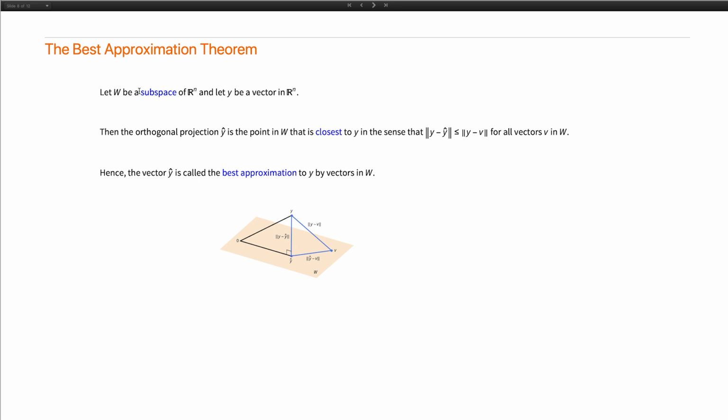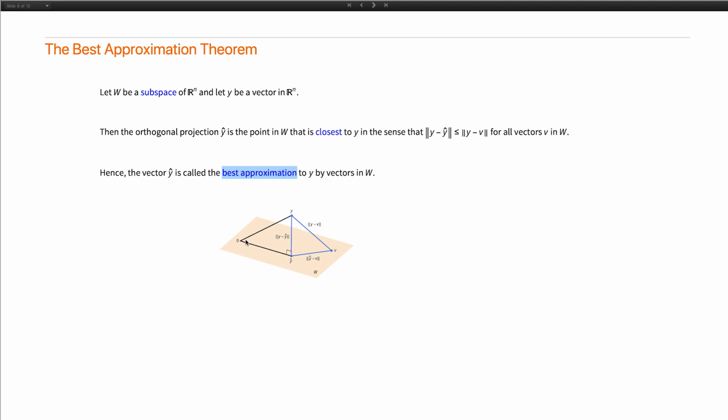Well, if you have a subspace W of Rn and your vector y in Rn, then the orthogonal projection is in fact the point in W that's closest to y, in the sense that if you take the difference of y and y hat and you take the norm of it, the distance, then it's less than or equal to the norm from any other vector in W. So in some sense, this y hat is the best approximation to y by vectors in W.